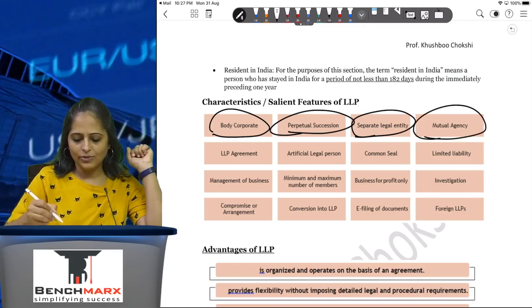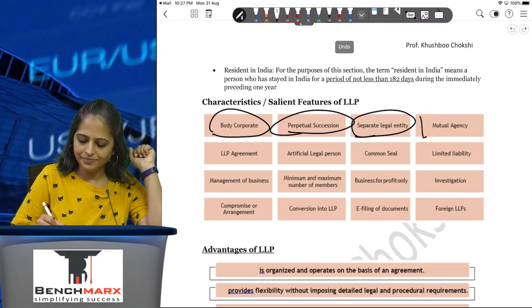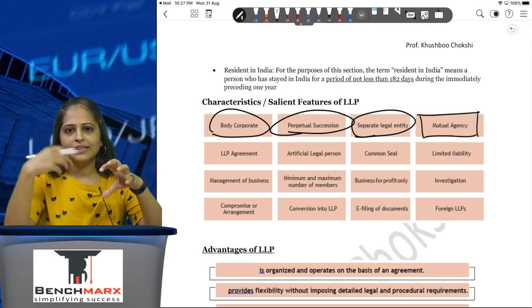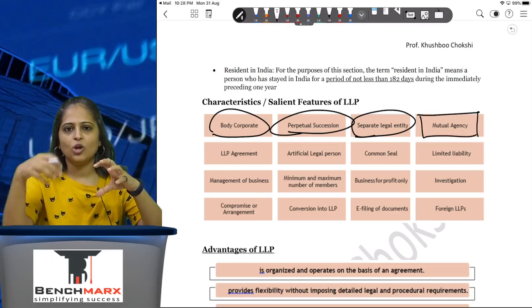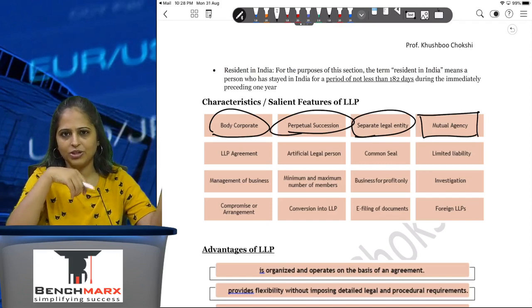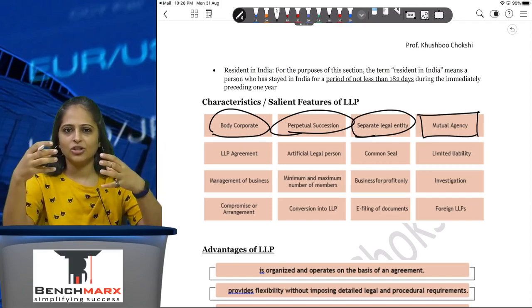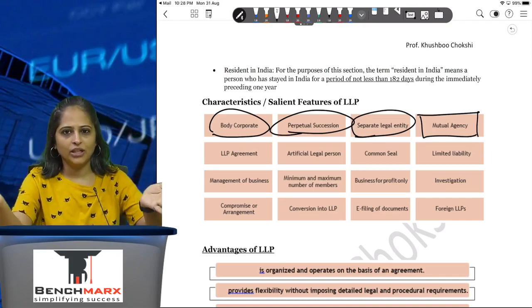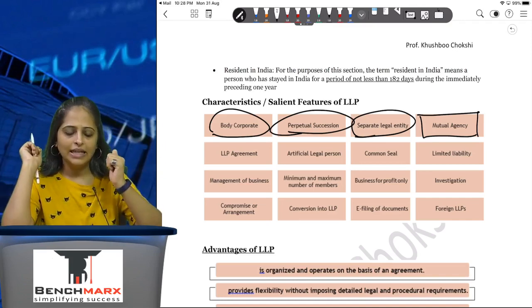Mutual agency, as we discussed, is about the partner being an agent of the LLP, and he's not the agent of the other partners. This is something which we have studied in the Partnership Act, where the mutual agency is that a partner is an agent of the firm and the agent of the other partners. That is not the case in LLP.